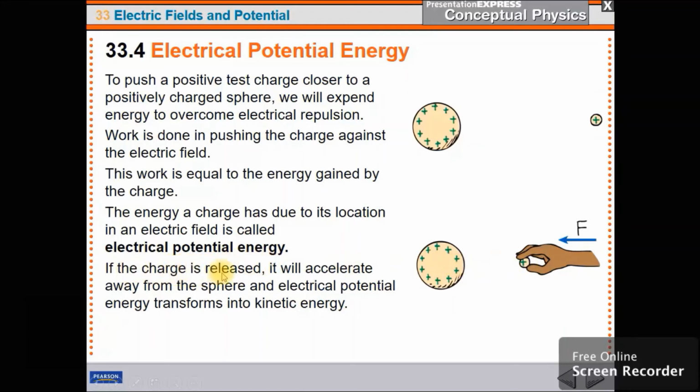And once again, if the charge is released, if that person holding it lets it go, it will accelerate, in this case, away from the sphere, and the electrical potential energy will transform into kinetic energy, good old energy of motion. All right, if you're keeping up, great. If not, go back a couple minutes to make sure you got this slide.